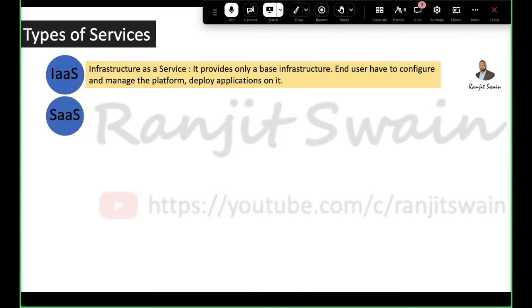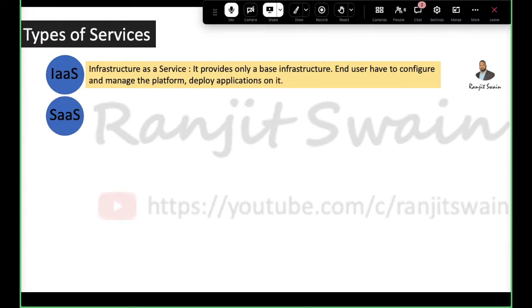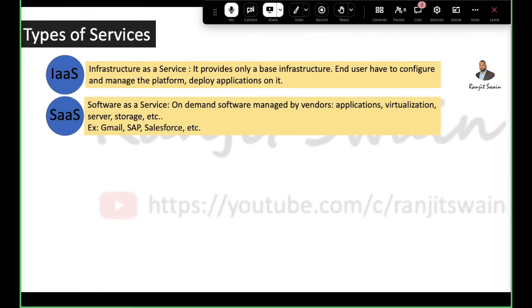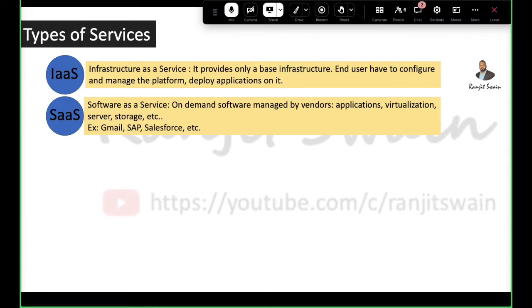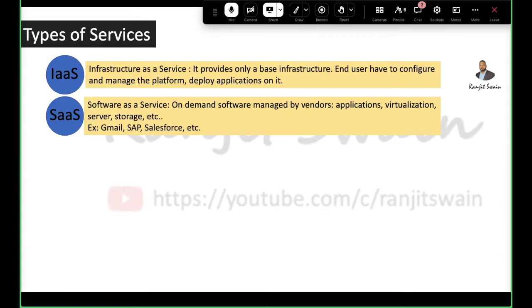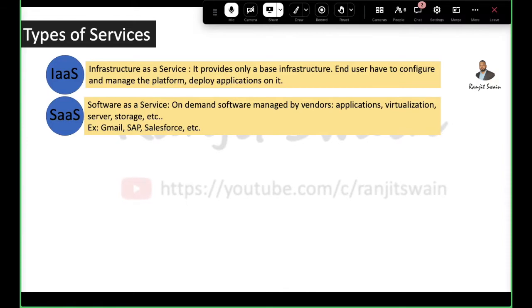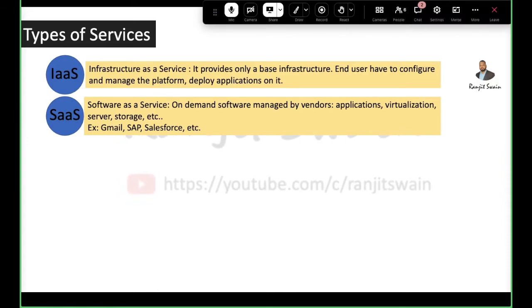Okay. Next is SaaS, that is called software as a service. Software as a service is on-demand software managed by vendors. So what happens in case of software as a service, you don't have to worry about infrastructure. You don't have to worry about server, network or anything. You are just using their software. You only have to focus on using their software and the rest of the things they will take care of, and it will be managed by them only.